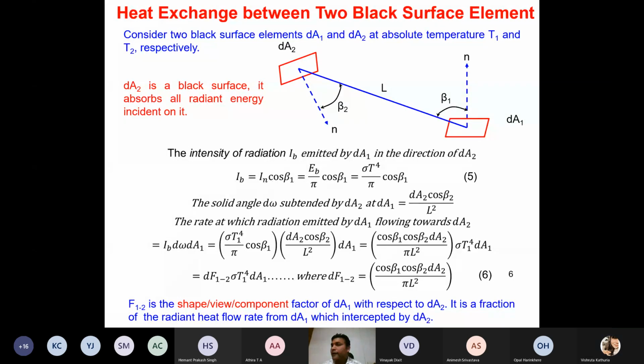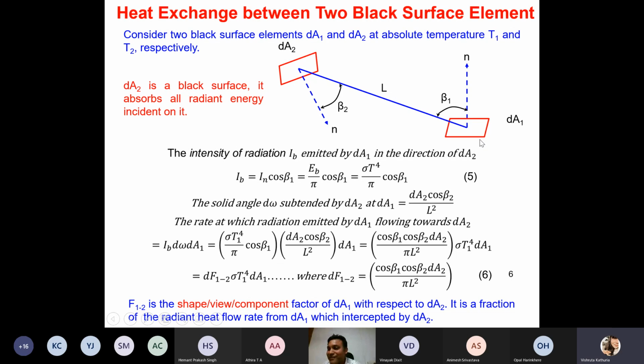No, we don't have a bigger surface area. I am saying this dA1 itself is the total surface area. When dA1 is very small, I can consider this differential surface area dA1 itself as A1. So I don't need to integrate, because that is the total surface area.